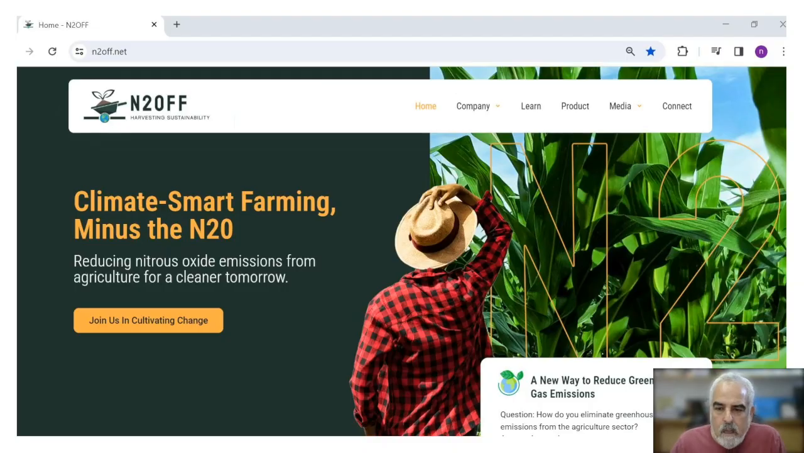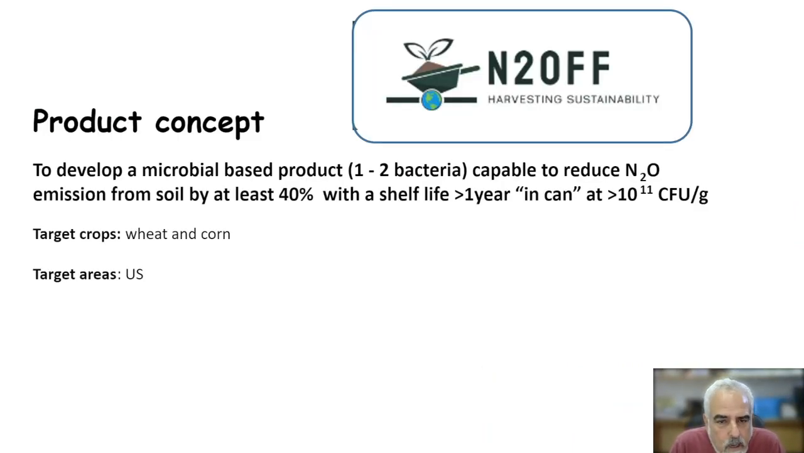some cases. So next thing happened, people with money came along and invested, and we have now a startup company that is supposed to produce a product which in our vision will have one or two bacteria capable of reducing nitrous oxide emission from soil by at least 40%, with a long shelf life in the can for the farmers to apply whenever they want to, and a very high concentration of bacteria. And we aimed at wheat and corn, that we think is the most important products, the crops for this product.